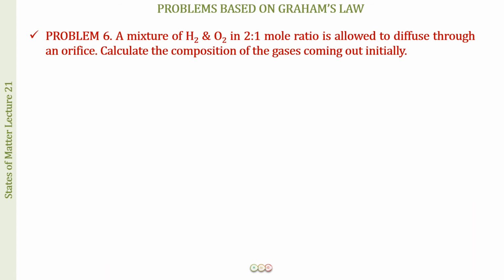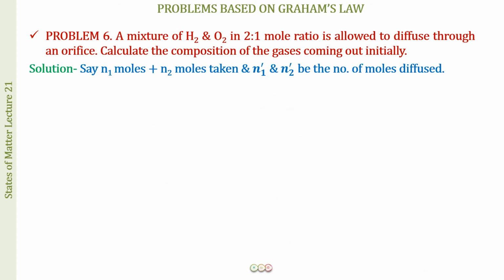The next question we have is that a mixture of H2 and O2 in 2:1 mole ratio is allowed to diffuse through an orifice. You could have written this as effusion as well, right? So a mixture of H2 and O2 in 2:1 mole ratio is allowed to diffuse through an orifice. Calculate the composition of the gases coming out initially.